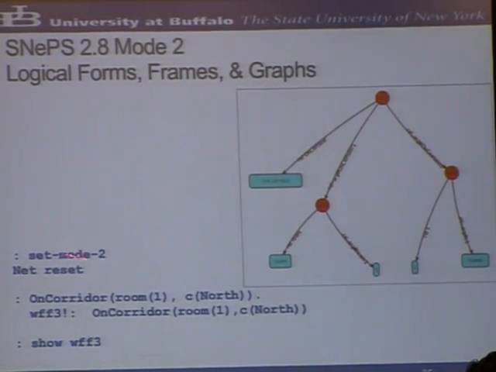So here I set mode two and then did the same thing. The only difference is the slots that are chosen. They're created from the functional term, from the function symbol. All of these long labels have on corridor as part of them, these two have room as part of them, and these two have C as part of them. So again, the user of the system doesn't have to worry about creating these slot names. The system does it, but still different terms that use different function symbols are teased apart as far as unification is concerned.